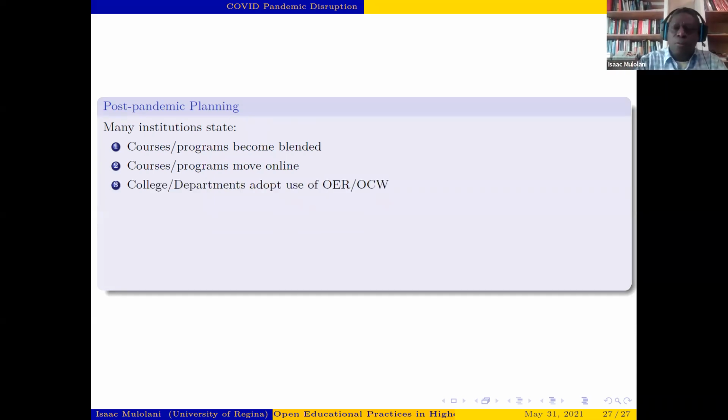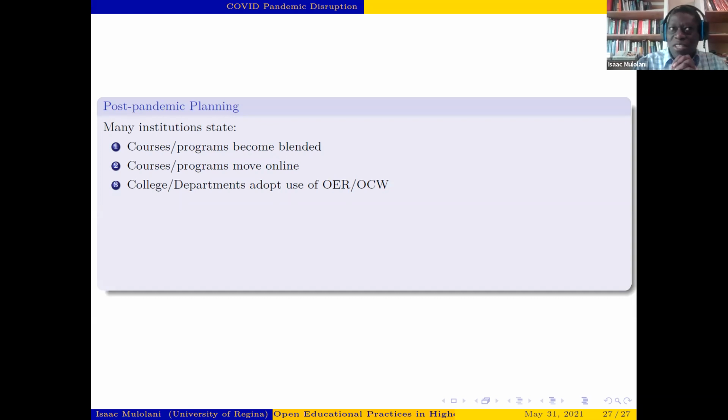Also, a lot of departments are beginning to adopt and look to open courseware and open educational resources, which includes open textbooks. For example, on Friday this week, I have a meeting with the dean of a college who is looking to move all of the programming in his area to open textbooks. They want to use open textbooks so that they can reduce the cost for students.